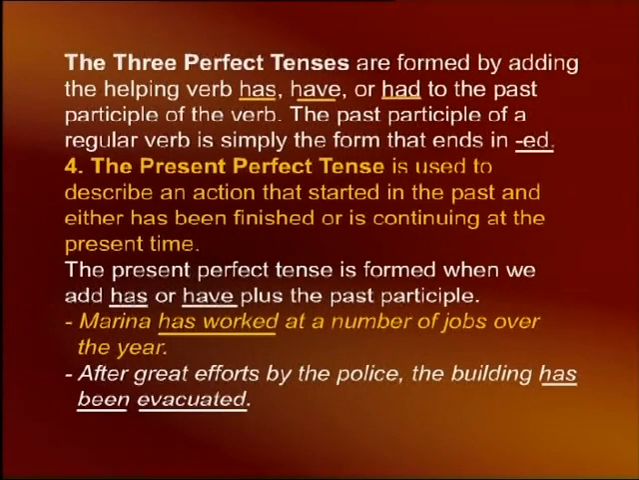This is the first one, the present perfect tense. This is used to describe an action that started in the past and either has been finished or is continuing at the present time. The present perfect tense is formed when we add has or have plus the past participle. Example, Marina has worked at a number of jobs over the year.